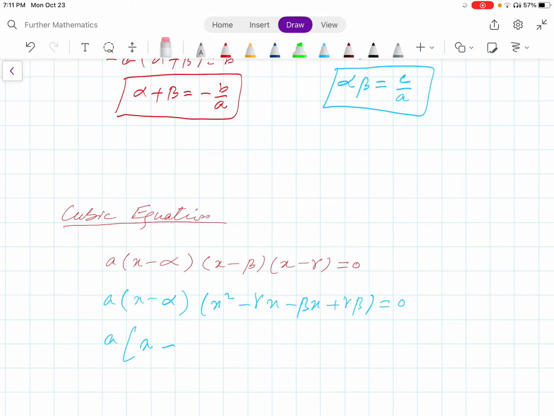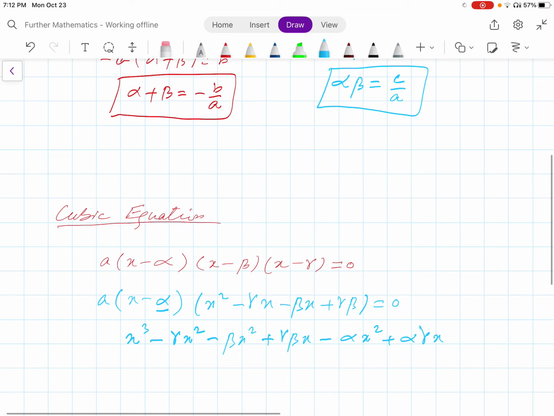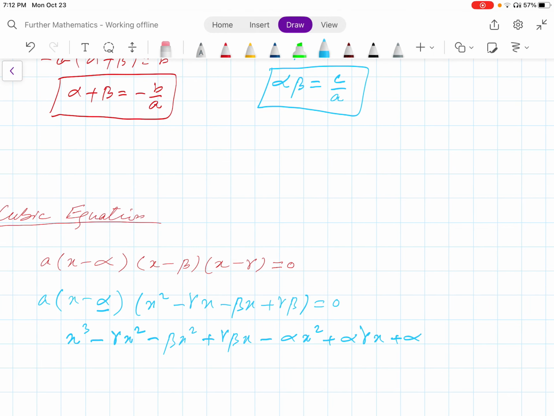Wait, let me make this correction. So this is x cubed minus gamma x squared minus beta x squared plus gamma beta x. Now we multiply alpha inside the bracket, so it's minus alpha x squared plus alpha gamma x plus alpha beta x minus alpha beta gamma in the end. And now we will multiply a inside later.